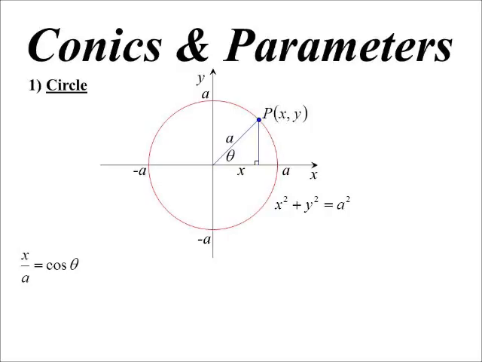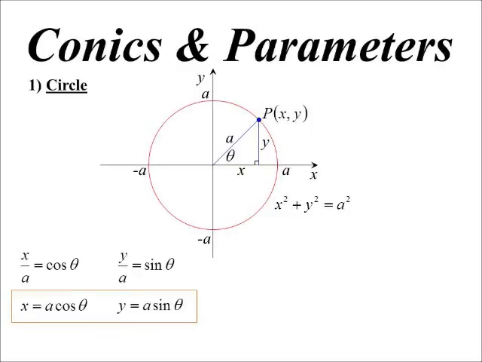So I could write it as, well, the x value over a, and that'd be constant because that's just the radius, is equal to cos theta. And so we get x equals a cos theta. And then to work out the y value, y would be a sine theta. So there's our parametrics. X equals a cos theta, y equals a sine theta.